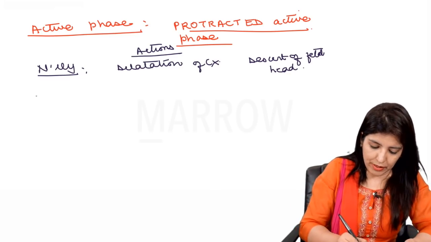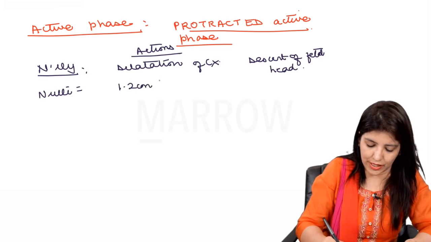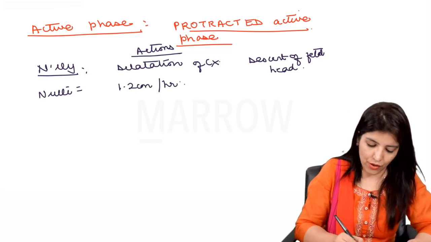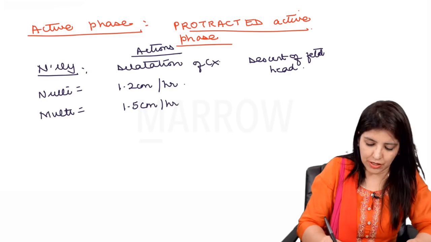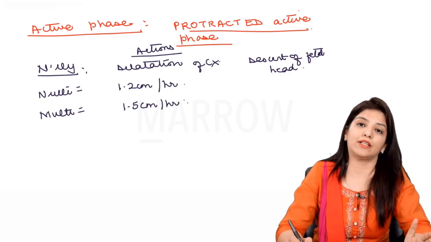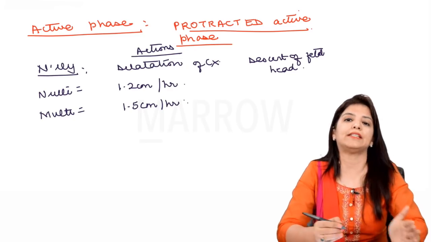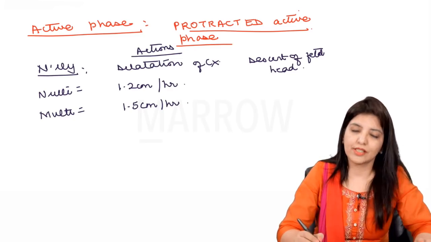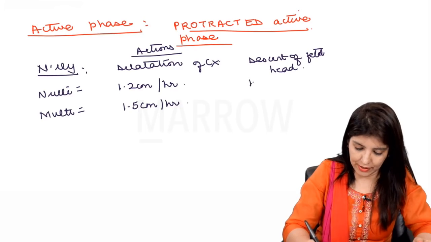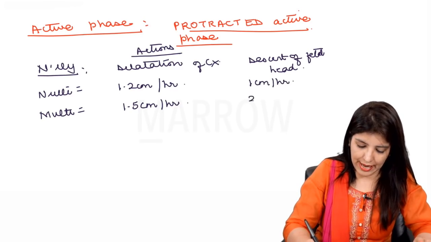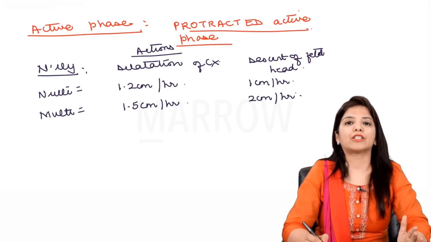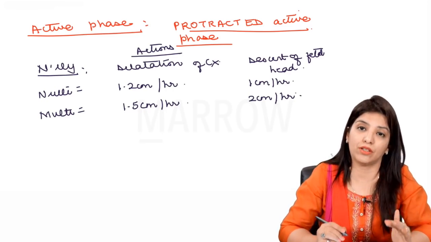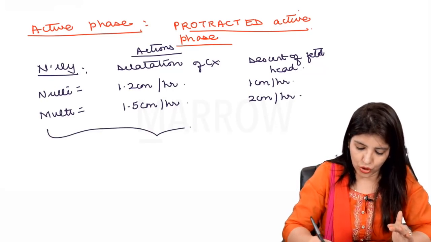Normal dilatation of the cervix in a nulliparous female is 1.2 centimeters per hour, whereas in a multiparous female, it is 1.5 centimeters per hour. That is the normal dilatation of the cervix in a nulliparous and in a multiparous female. Descent of the fetal head in a nulliparous female is 1 centimeter per hour and in a multiparous female it is 2 centimeters per hour.